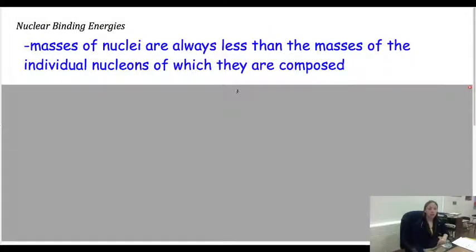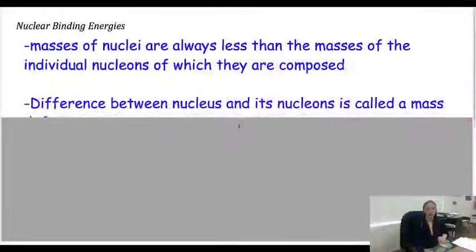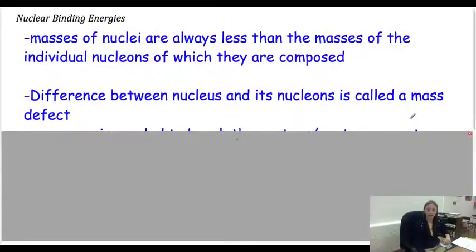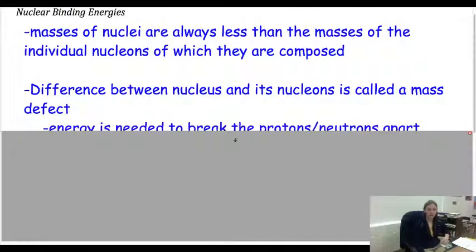Nuclear binding energies are dealing with things being bound together, obviously by the name. The masses of nuclei are always less than the masses of the individual nucleons of which they are composed. So the individual parts weigh more than the actual nuclei together. The difference between the nucleus and the different parts when we add them together is called a mass defect. It's kind of the defect or the difference.